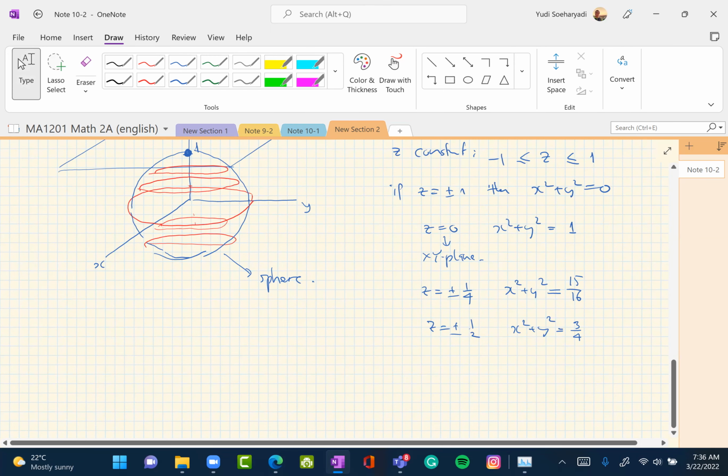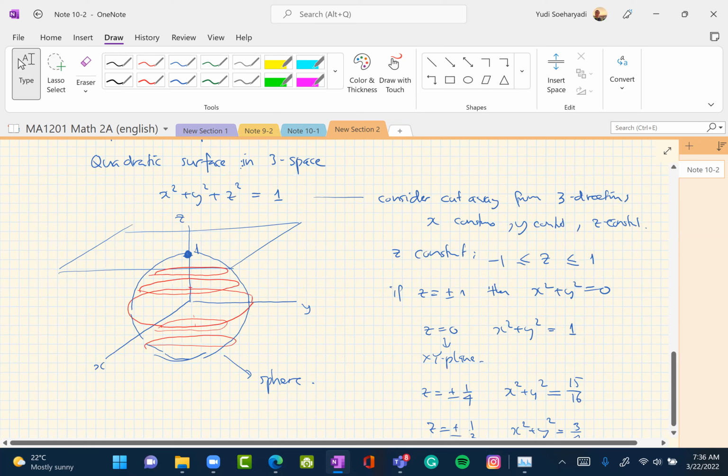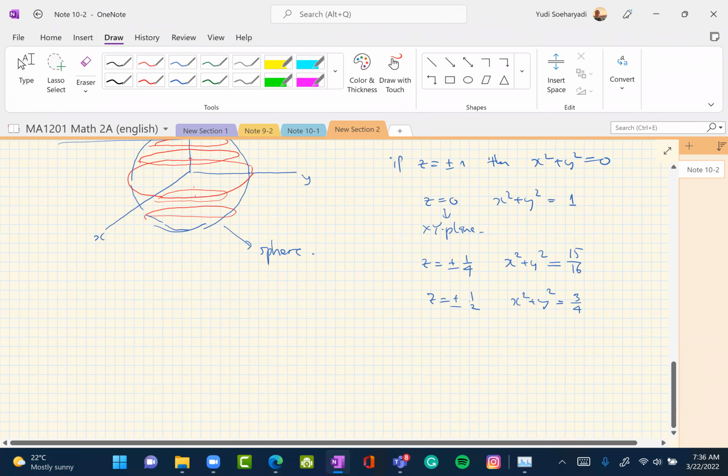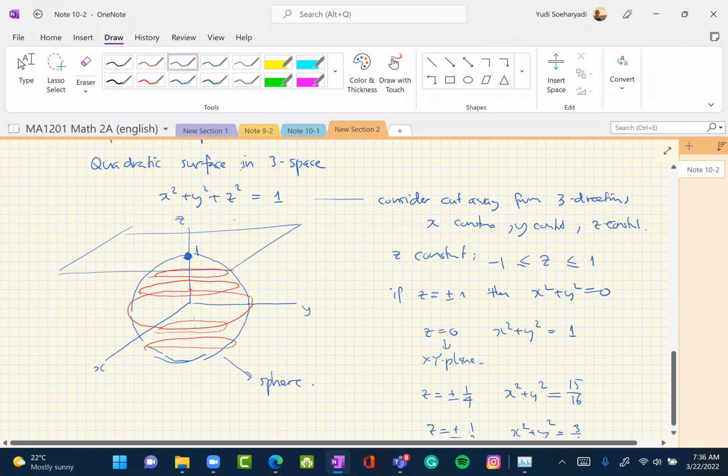Okay. So CT scan or MRI works this way. It reconstructs the 3D shapes by doing these cuts. Okay. So this is how to get a surface, the sphere.